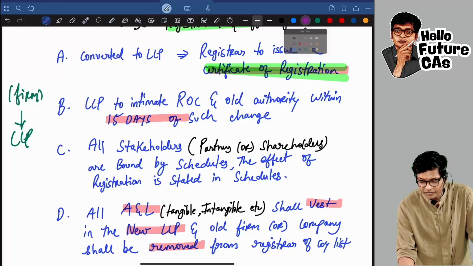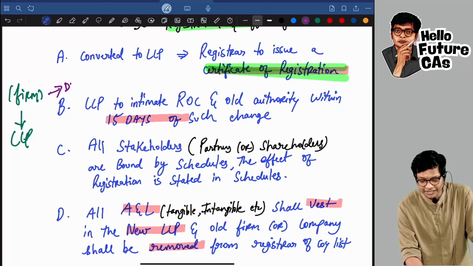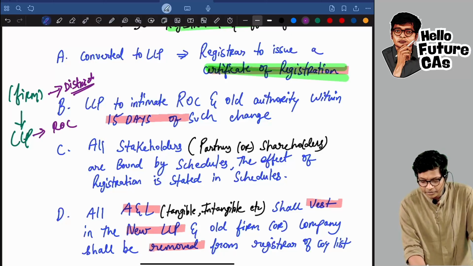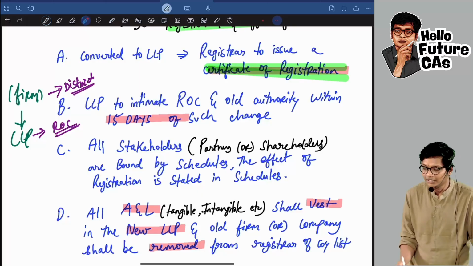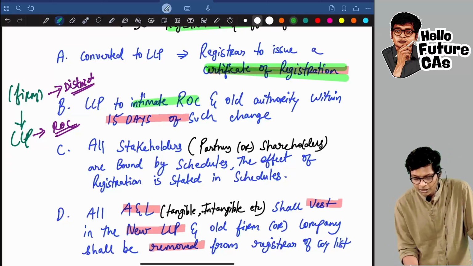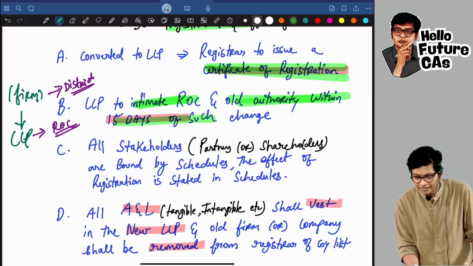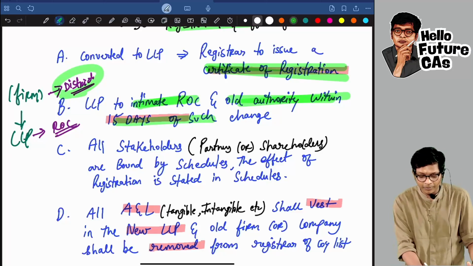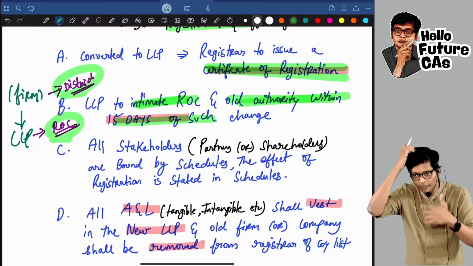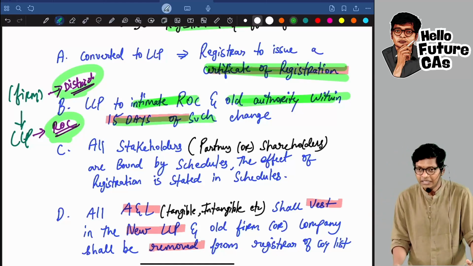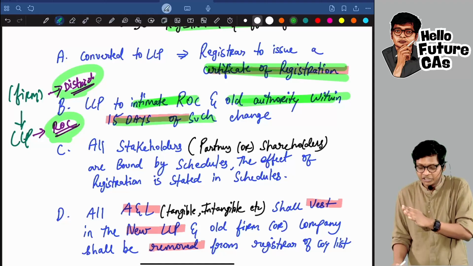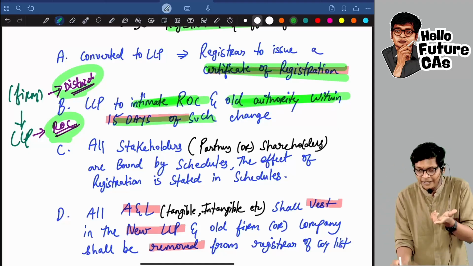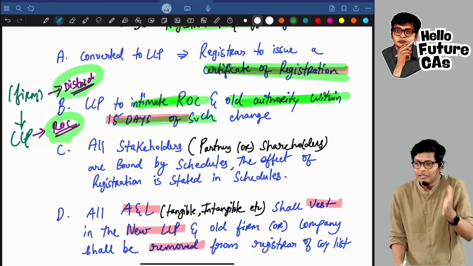Who is governing the firm? A firm is governed by the district collector, all of that. An LLP is governed by the ROC. Correct? So what they are trying to say is: intimate the old authority and the new ROC within 15 days of change. So go to the old district collector and tell him, bye bye, thank you. Come to the new ROC and tell, from now I have to report to you. Welcome, hi, introduce myself. Even if it is a private company to LLP conversion, intimate the new ROC, intimate the old authority. Sir, for me both are same, but tell him within 15 days.